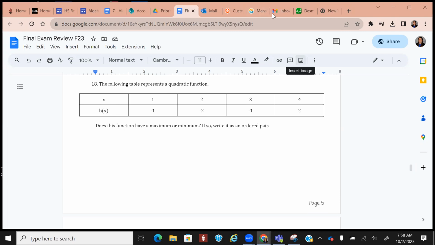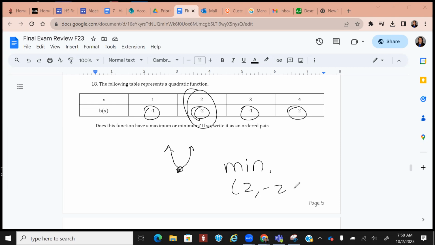Does this function have a maximum or minimum? So look at our y values. We go -1, -2, back up to -1, back up to +2. So we went -1 down to -2, back up to -1, and then up to 2. So does it have a max or a min? A minimum. And what is the minimum? Well, that's 2, -2.